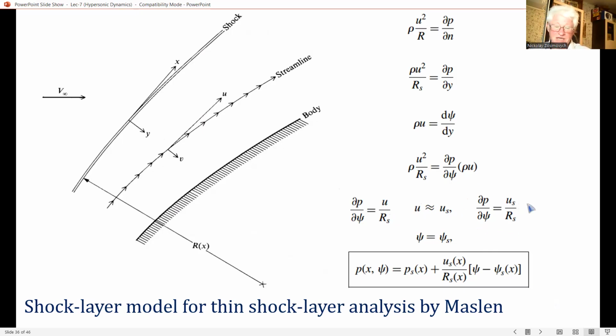Integrating this equation between a point in the shock layer, where the value of the stream function is psi, and just behind the shock wave, where the stream function is psi_s, we can get this final expression at the bottom. This equation is the crux of Maslen's method. The flow-field solution proceeds as follows.